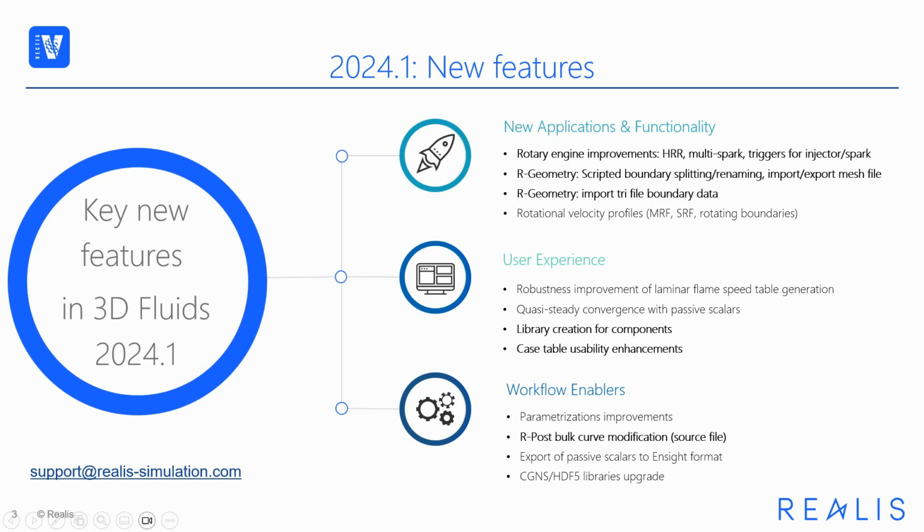Under the workflow enablers, we have also added a number of session parametrization improvements, a game-changing improvement for RPost, allowing for bulk curve data source modification. And finally, the seamless integration of the VECTIS toolchain in the wider pre- and post-processing third-party tools ecosystem is enhanced through the support of additional Nsight format export option and through the grid imports from Star CCM Plus and Beta CAE NSA newest versions.